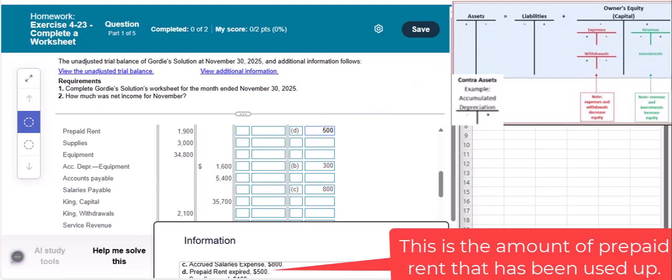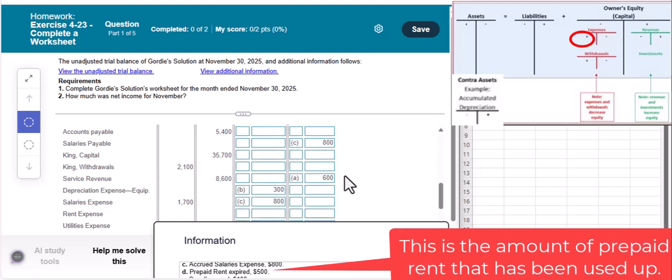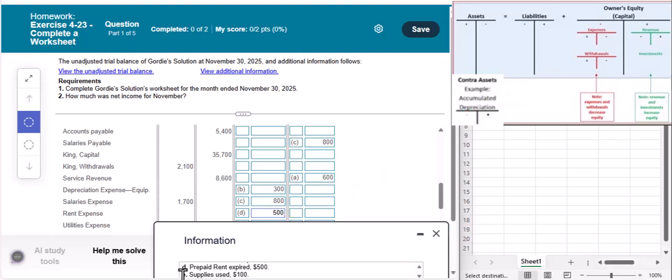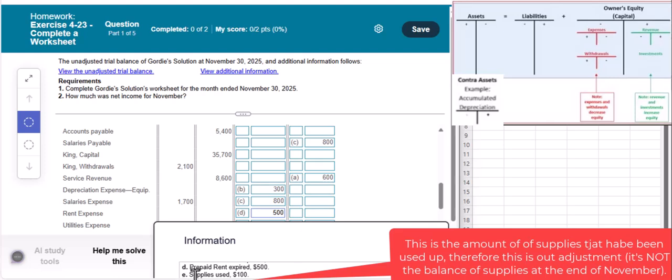And then we also need to increase the expense for rent. And how do we increase an expense? With a debit. So I'm going to debit rent expense. When we find it right here, rent expense, portion D, increasing that rent expense by $500. And now we have our last adjustment, supplies used for $100 for adjustment E.